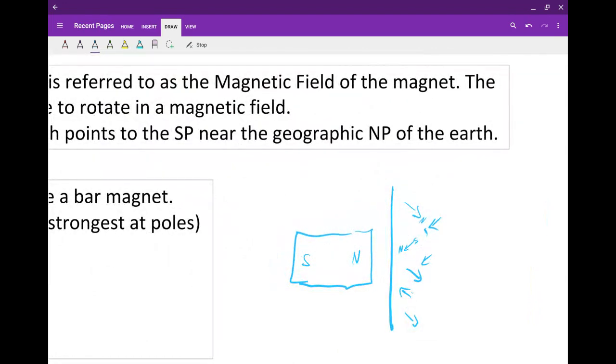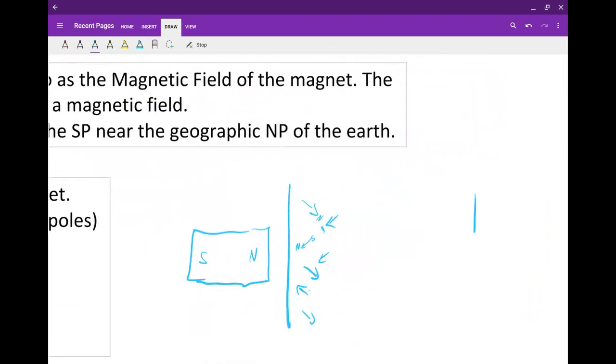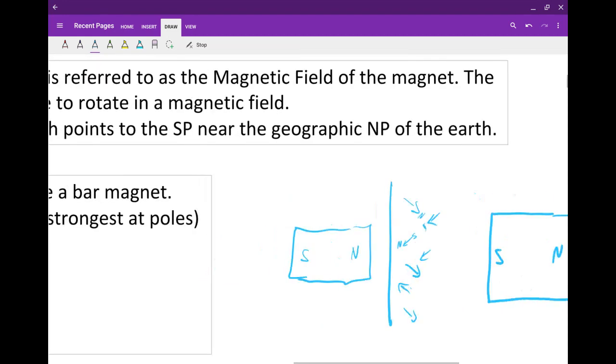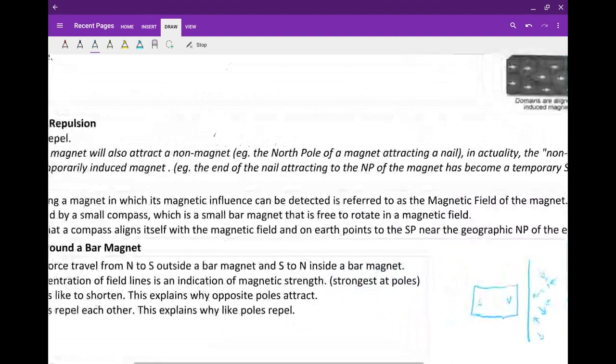So what ends up happening is each one of these little individual domains orientates itself so that all the south poles are now pointed in that direction, as I approach with this magnet, and therefore the magnet sticks onto the refrigerator, okay, and that's that. That's the explanation of this little quote right here.